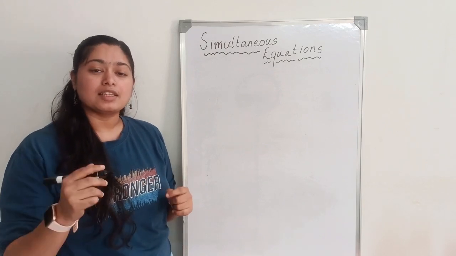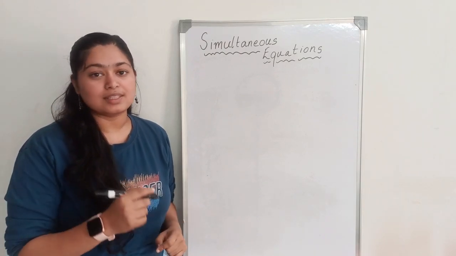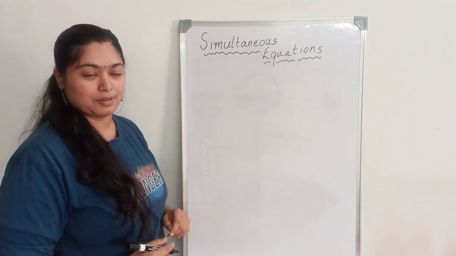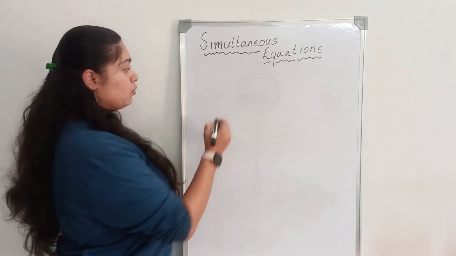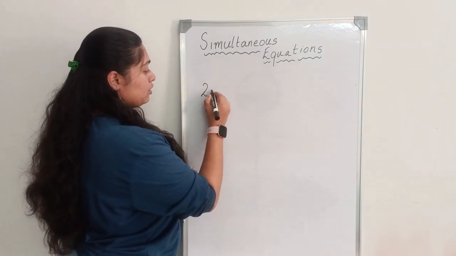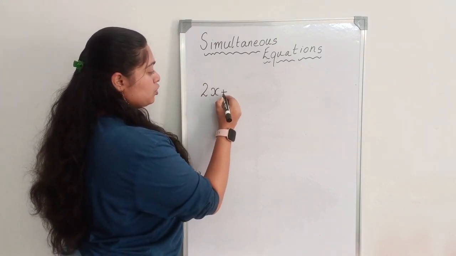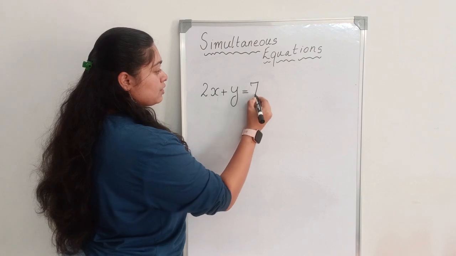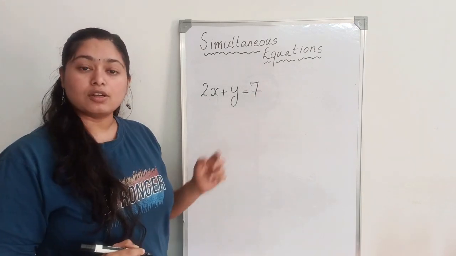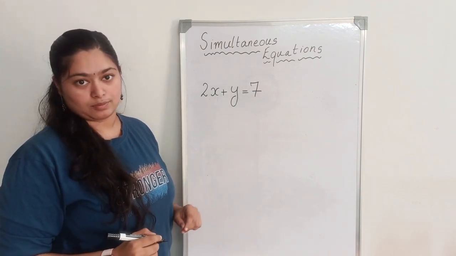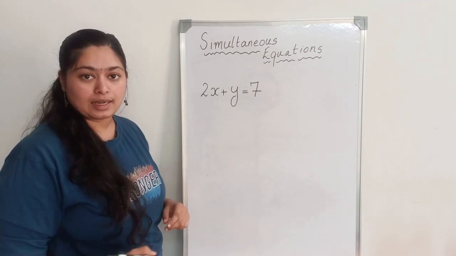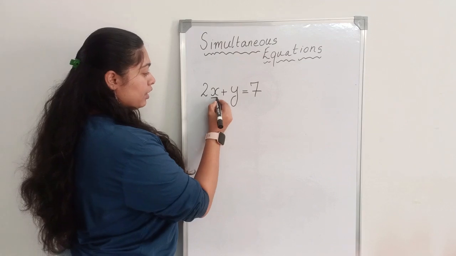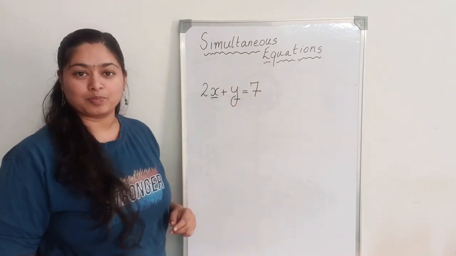Let me just explain or give you an idea about what simultaneous equations are with an example. I'm going to take two equations here. To start with, let me take the equation 2x plus y is equal to 7. This is a normal algebraic equation, but you can see that there are two variables, x and y.